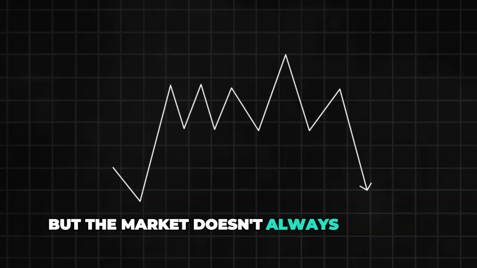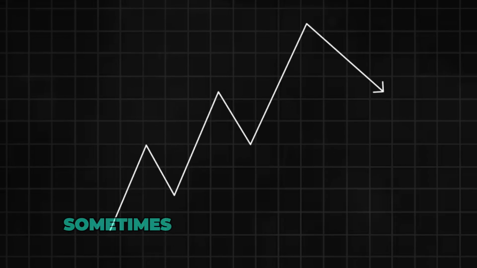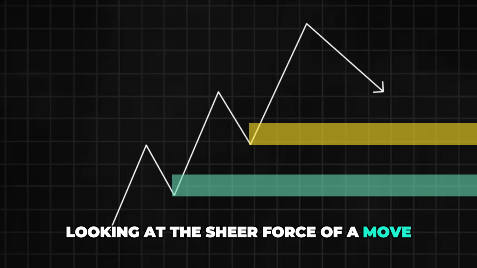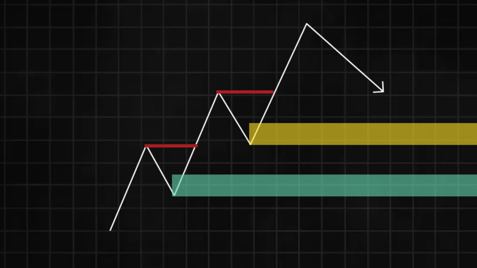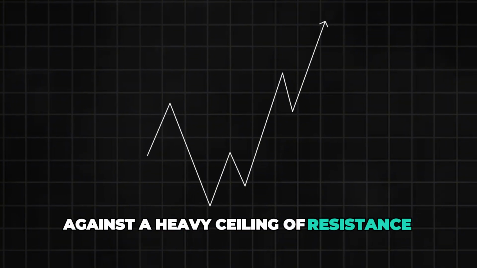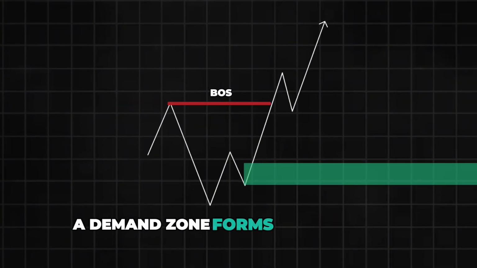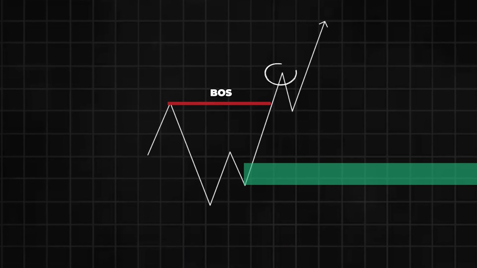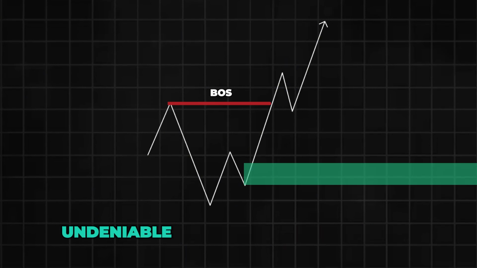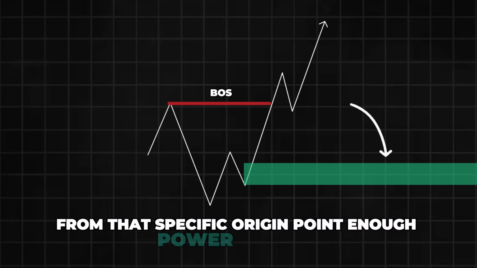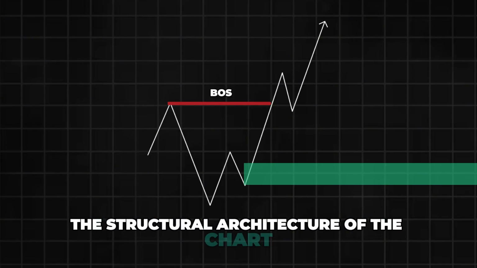But the market doesn't always hand you textbook setups. Sometimes, identifying the true zone requires looking at the sheer force of a move by identifying breaks of structure. Imagine a chart where the price is struggling against a heavy ceiling of resistance. Suddenly, a demand zone forms, and the price explodes upward, violently shattering that ceiling. That tells us there was immense, undeniable buying power originating from that specific origin point. Enough power to break the structural architecture of the chart.